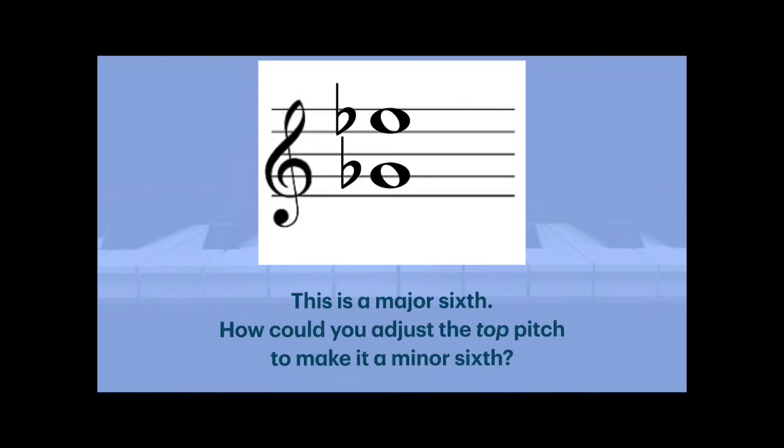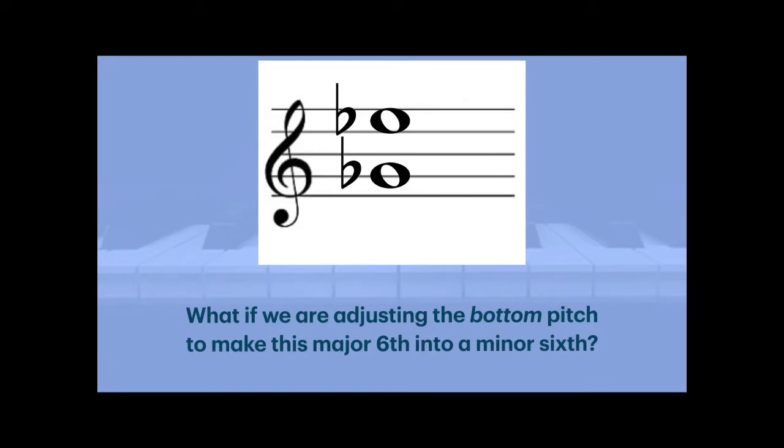How could you adjust the top pitch to make it a minor sixth? We need to remember that a minor sixth is 1 half step narrower than a major sixth. So we need to bring that E flat 1 half step closer to the G flat. But we have to do that while keeping it some kind of E. That's what keeps it a sixth. What is a chromatic half step below E flat? E double flat. Now we have a minor sixth.